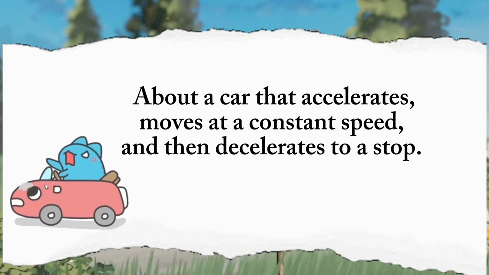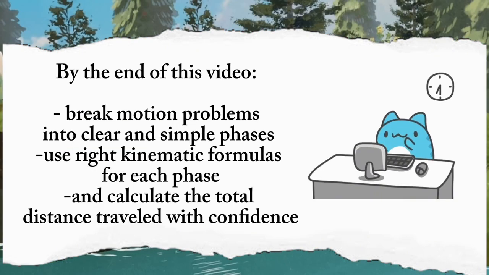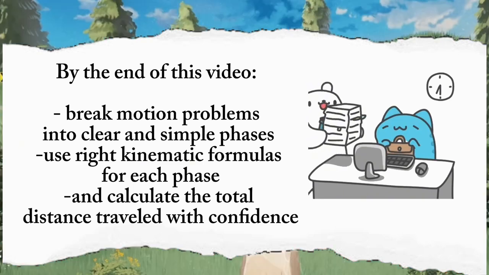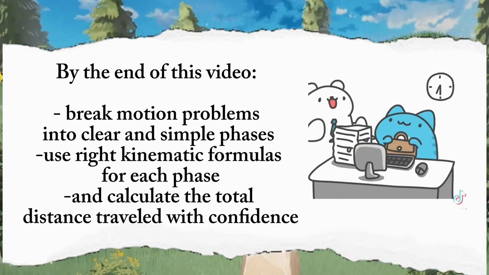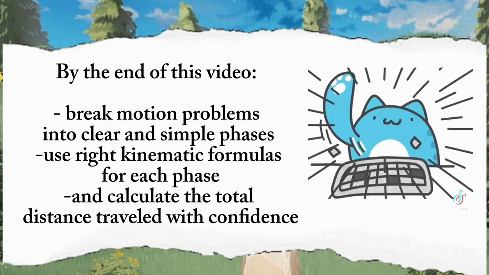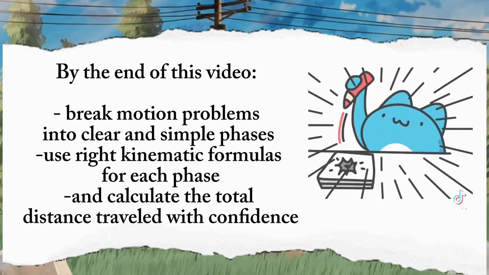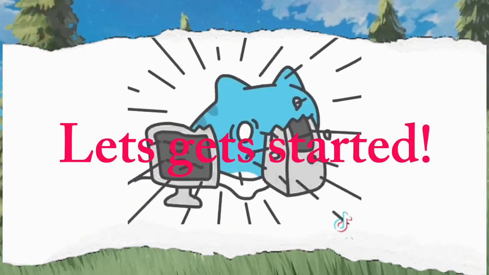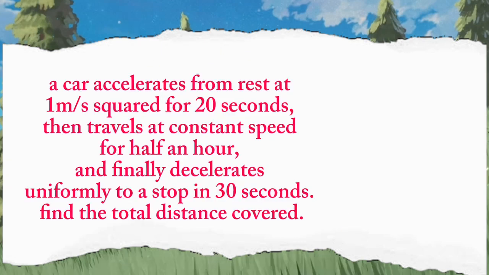So today we're solving an interesting kinematic problem about a car that accelerates, moves at a constant speed, and then decelerates to a stop. By the end of this video, you will be able to break motion problems into clear and simple phases, use the right kinematic formulas for each phase, and calculate the total distance traveled with confidence. So let's get started! Here's the problem.